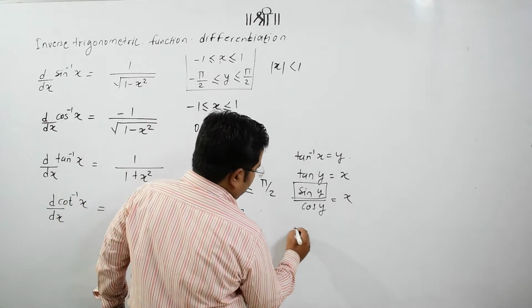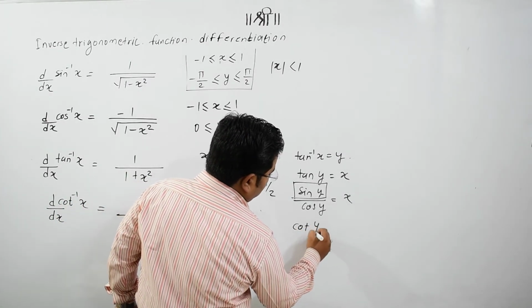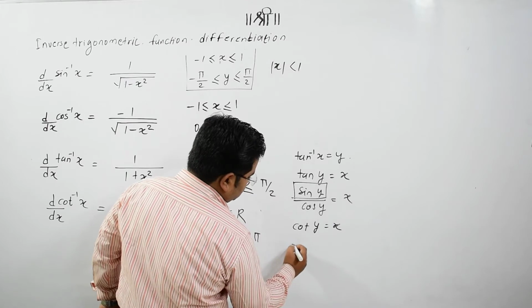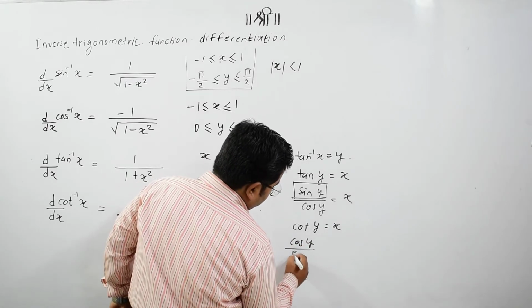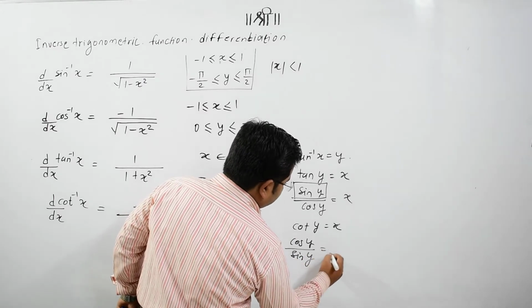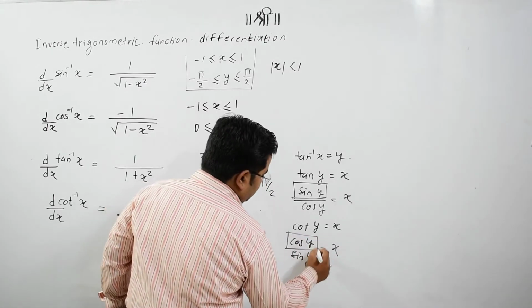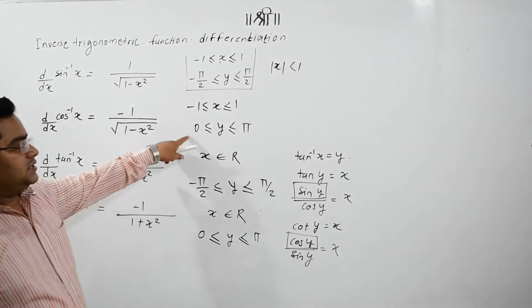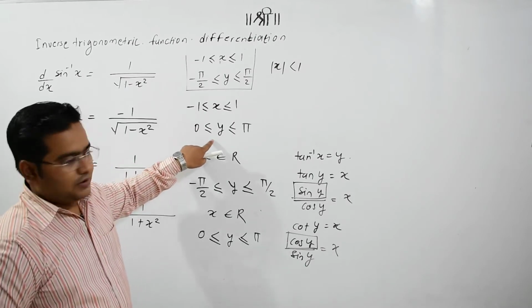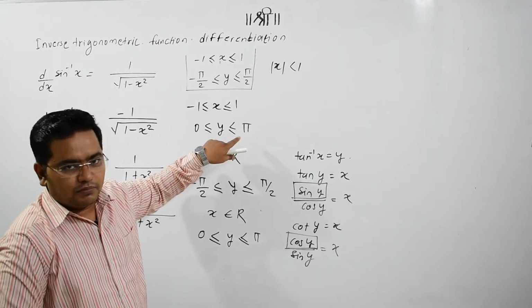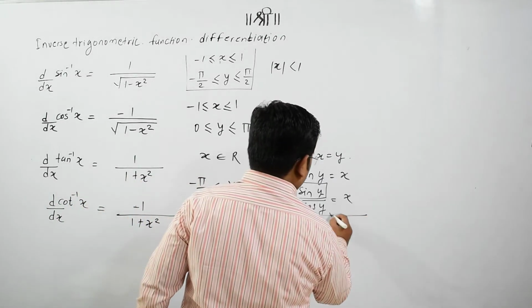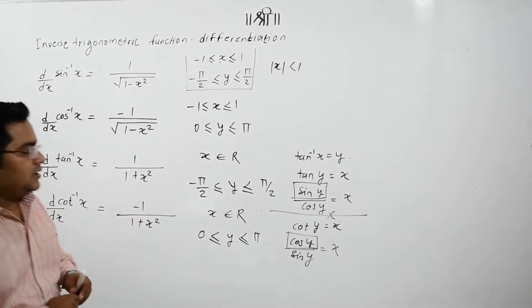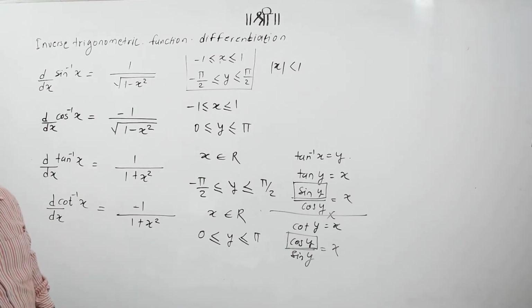Similarly, in terms of cot y is equal to x, so cos of y upon sin of y is equal to x. Again, what is the condition for cos? Cos condition is what? 0 less than or equal to y and less than or equal to pi. So we are applying that situation. So these two cases are different. Okay, so please remember this step, how exactly we are performing this.